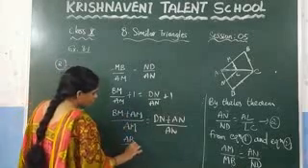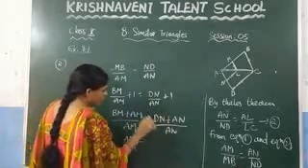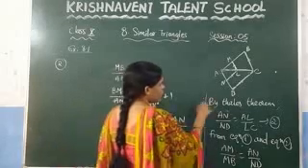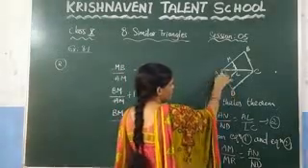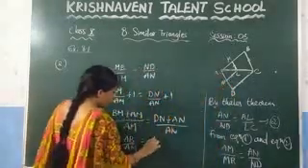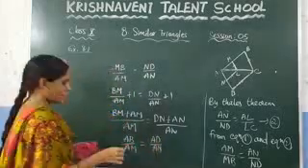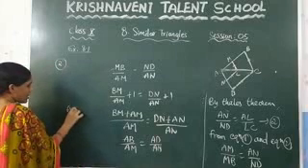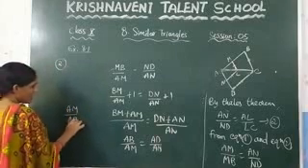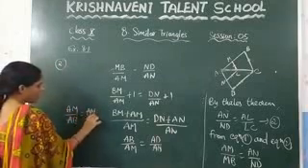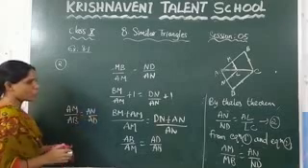So you are getting AB by AM is equal to, what is the value of DN plus AN? DN plus AN gives you the total length, which is AD. So here AB by AM is equal to AD by AN. Just again reverse this equation, so that what you will get here? AM by AB is equal to AN by AD. This is what we need to prove here.